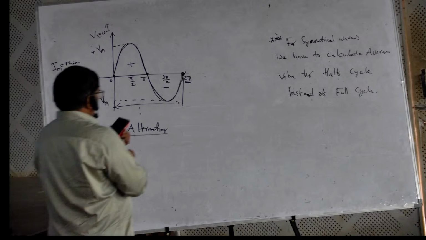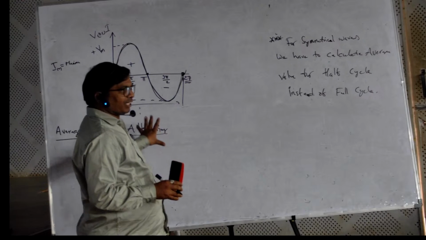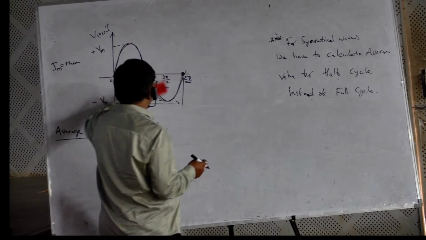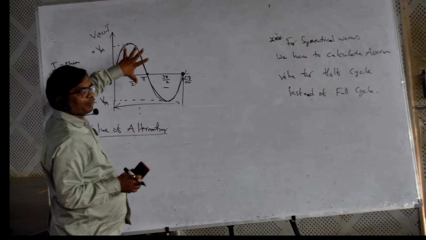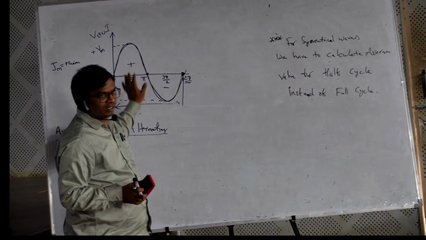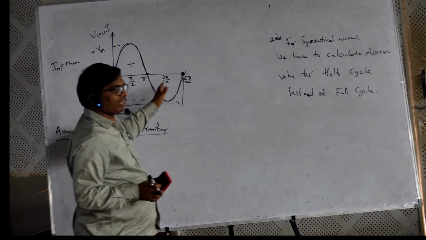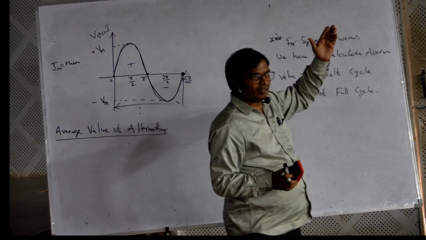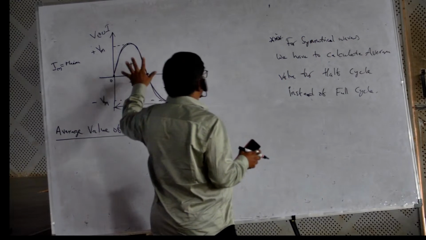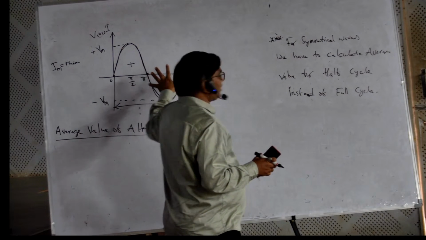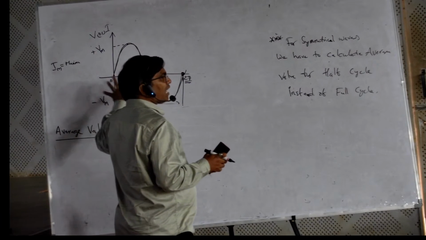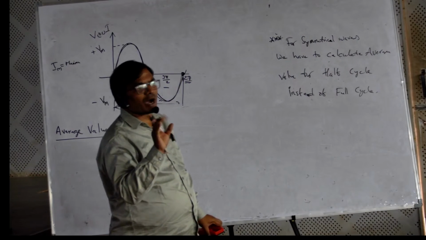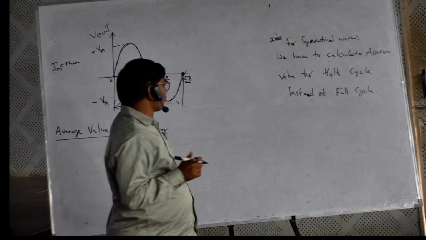Before calculating the average value of the sine wave, how can we represent it? Here I have represented only one cycle, but a sine wave has infinite time, omega t is infinity. So we have to represent this alternating waveform with a general formula. How can we represent this general formula?